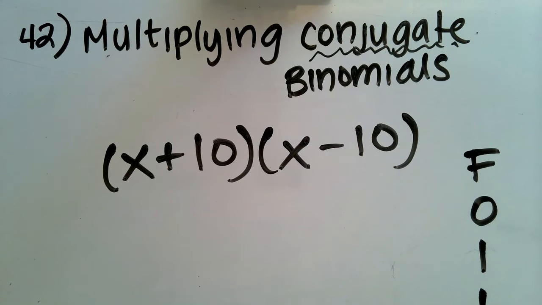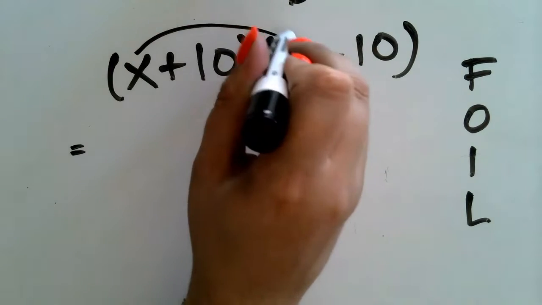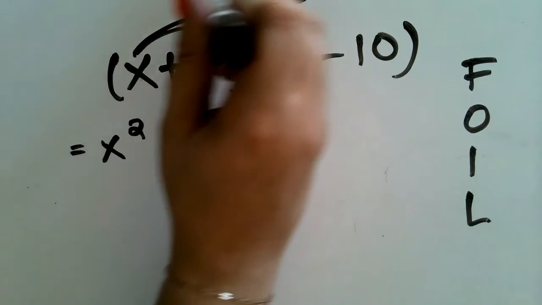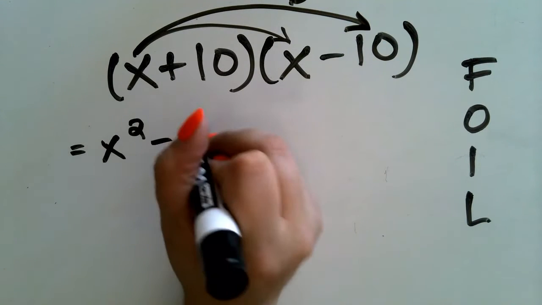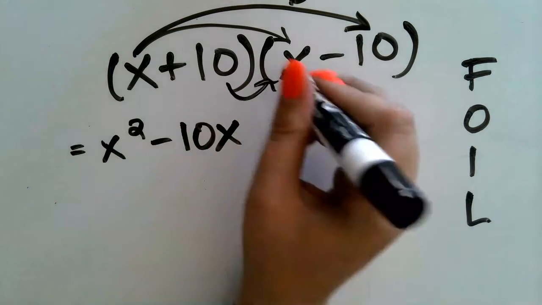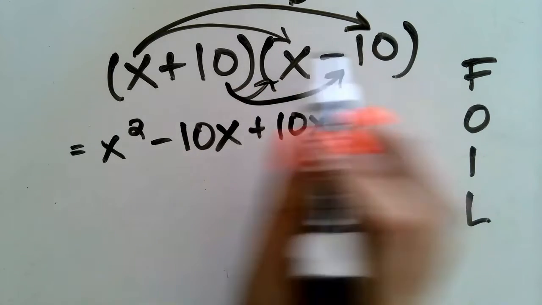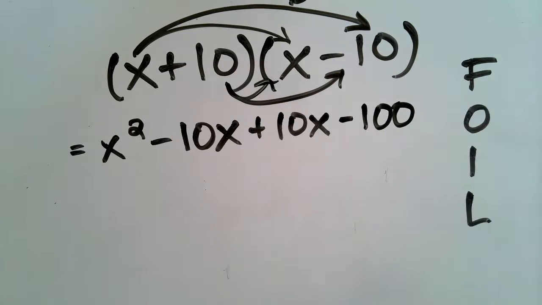We're going to treat this exactly the same, and then we'll talk about the rule that we can apply to this after. So first things first, let's go ahead and FOIL this. So our F is x times x, which is x squared. Our O, x times negative 10, is minus 10x. Our I, positive 10x. And then finally, positive 10 times negative 10, which is negative 100.